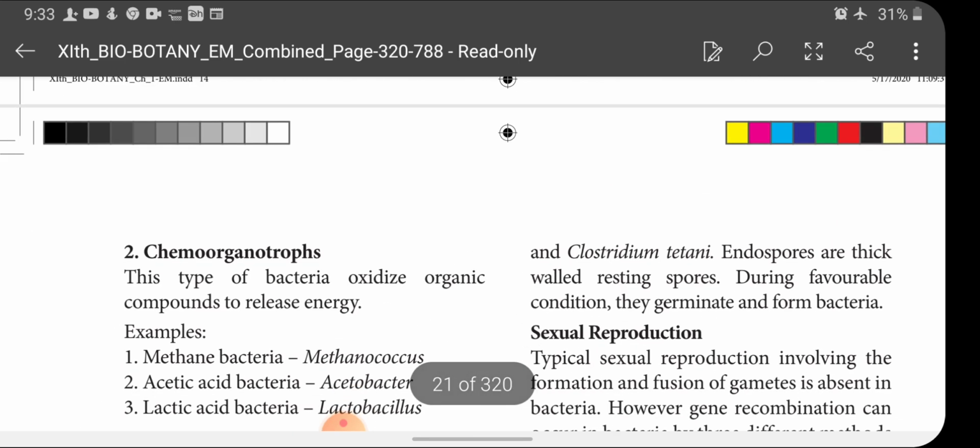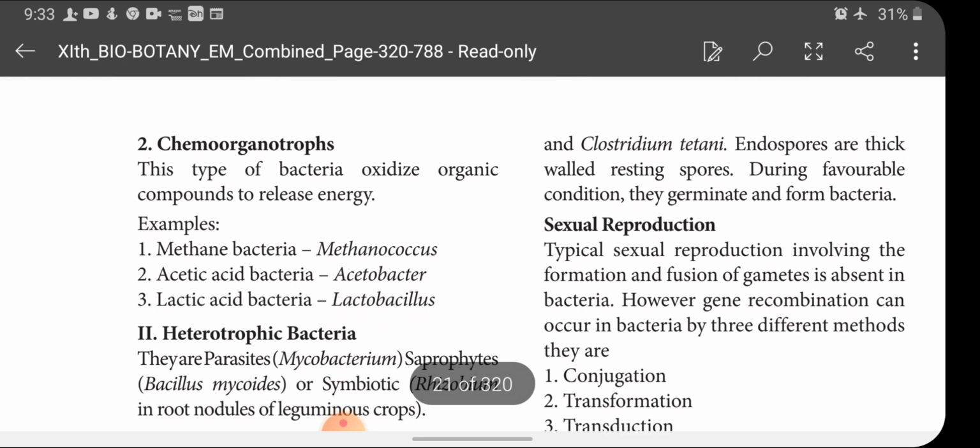So these are the various types of bacteria of hemolithotropes. Next, hemoorganotropes. This type of bacteria oxidize organic compounds. If a bacteria use organic compound, it is organotropes. If a bacteria use inorganic compounds, it is called lithotropes. Okay. So hemoorganotropes, this type of bacteria oxidize organic compounds to release energy.